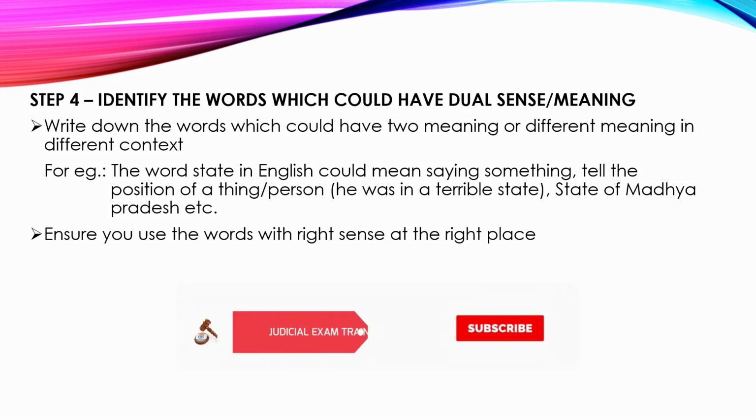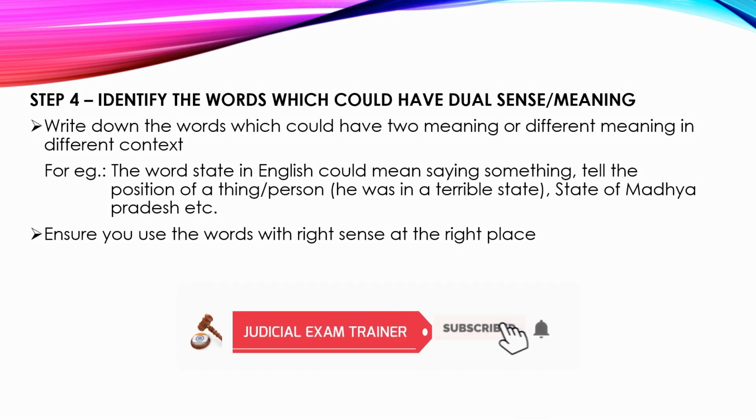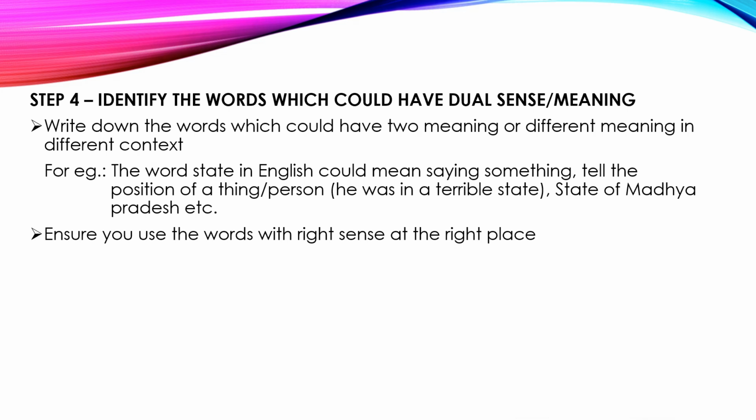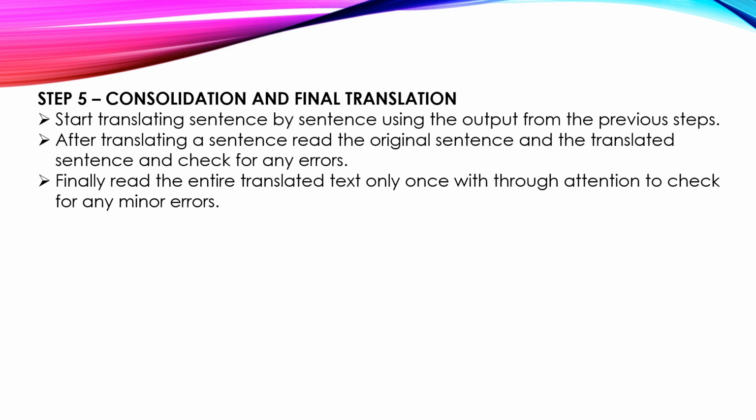And you need to ensure that you get the exact sense when you try to translate the particular word. You need to know what the word tries to explain in this particular context. Then you need to translate the said word. Step 5. This is consolidation and final translation.